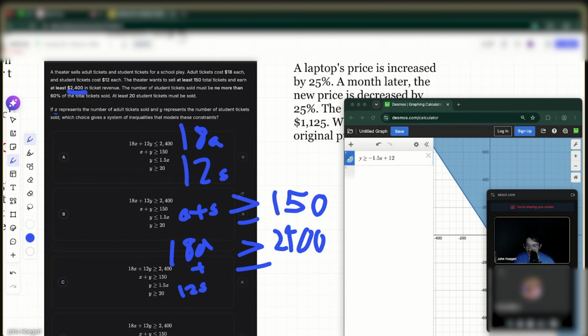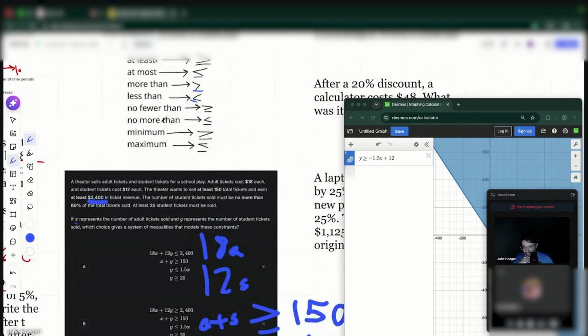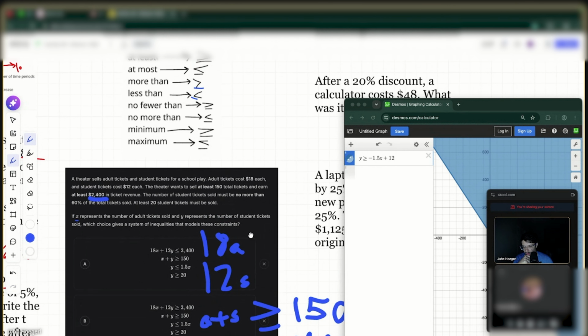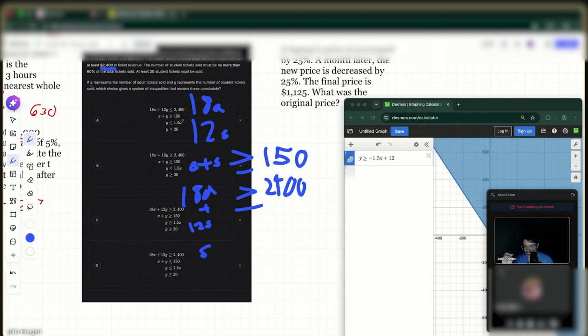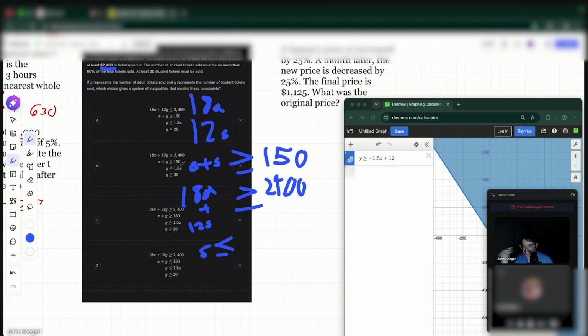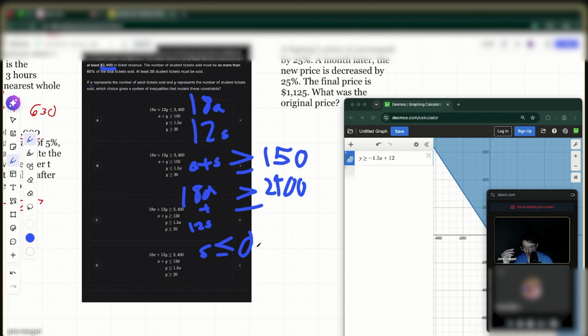The second last thing is probably the most difficult thing. It says that the number of student tickets sold must be no more than 60% of the total tickets sold. So you're looking here at no more than, less than or equal to. It looks kind of confusing, but basically what they're saying is S, the number of student tickets, is less than or equal to 60% of the total tickets sold. So basically 0.6 times the total tickets sold, which would just be A plus S.